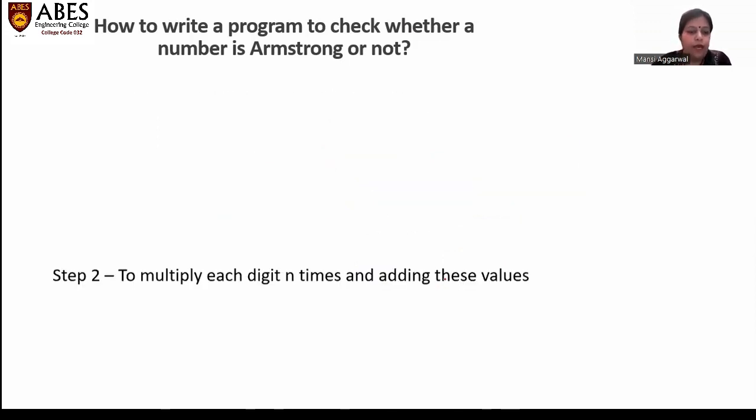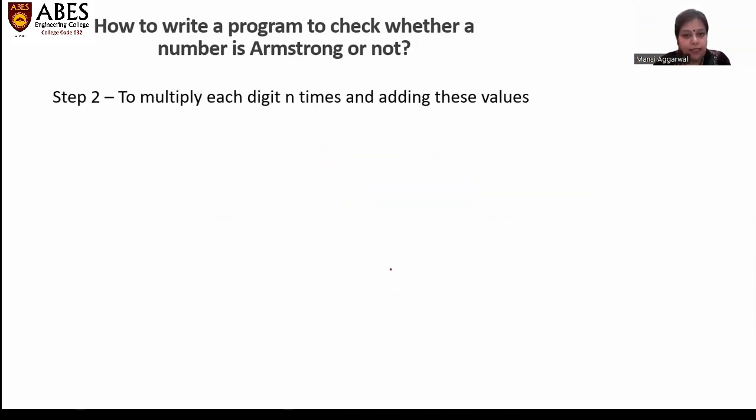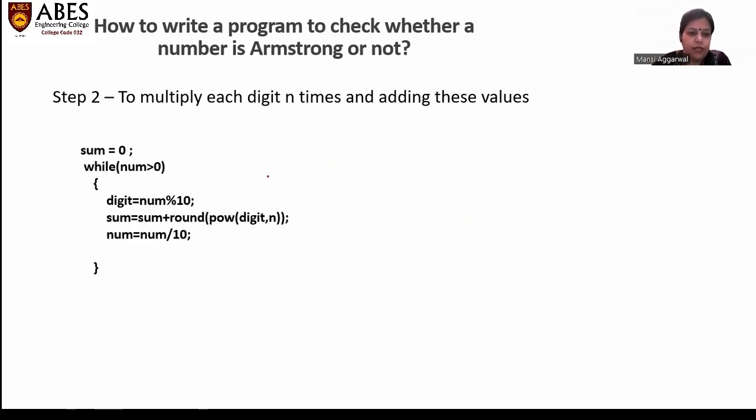Step 2, we have to multiply each digit n times. We have to add these values. For this, we have a simple code. Let us now try to understand how this code will give us the sum of the powers of individual digits.